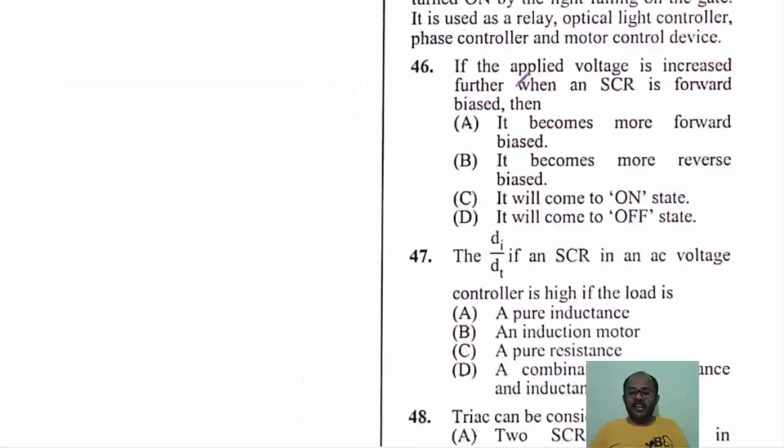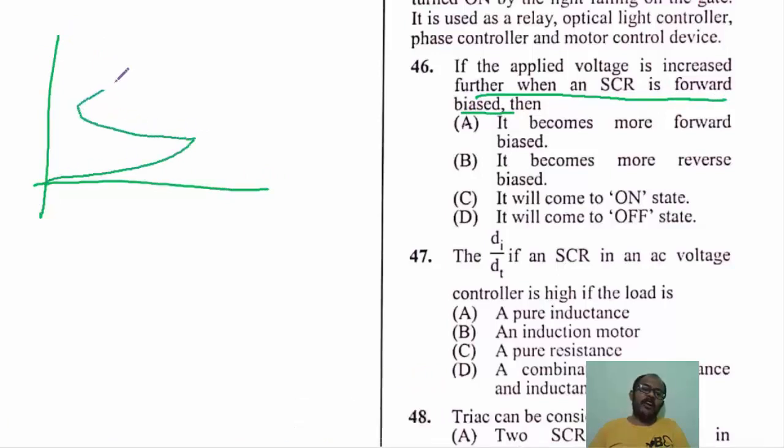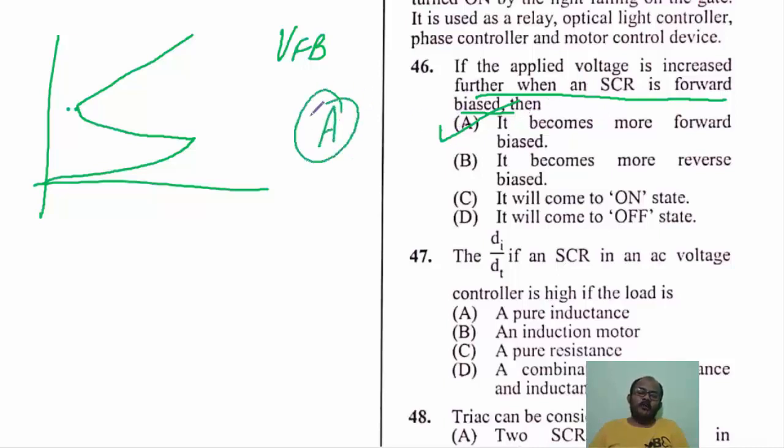If the applied voltage is increased further when an SCR is forward biased, what is going to happen is the voltage drop across the junction gets drastically reduced because of forward blocking voltage. So beyond this forward blocking voltage, if you are applying, the diode will be forward biased. Under forward bias, if you are applying further voltage, it is going to forward bias more. So the option that is going to follow is option A.